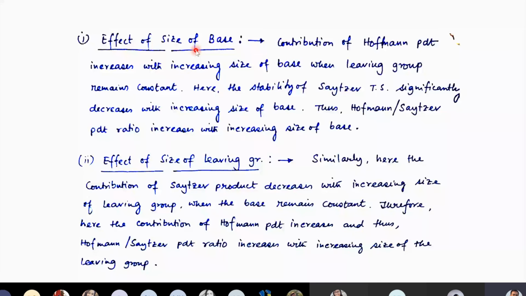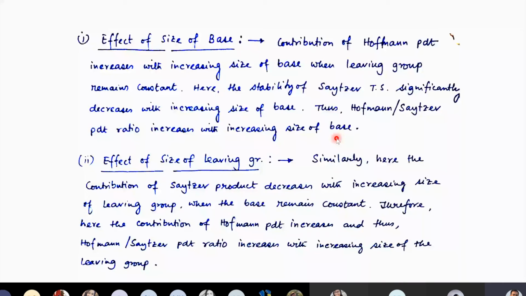Contribution of Hofmann product increases with increasing size of base when the leaving group remains constant. Here the stability of the Saytzeff transition state is significantly decreased with increasing size of the base because of the steric interaction. Thus, the Hofmann by Saytzeff product ratio increases with increasing size of base. Clear?